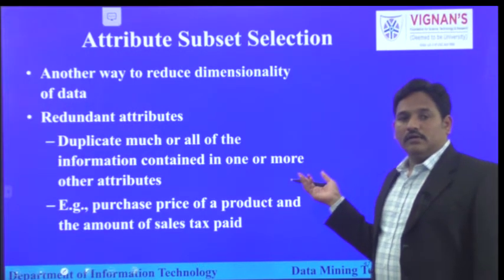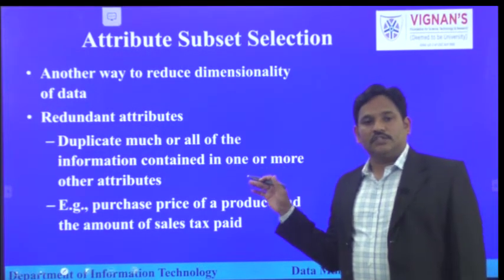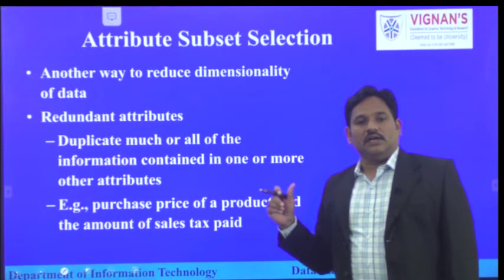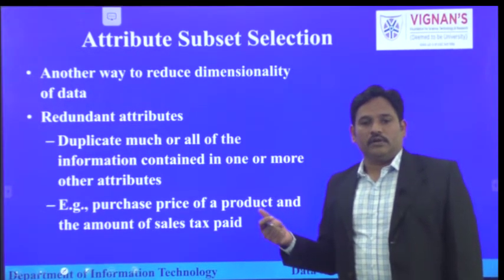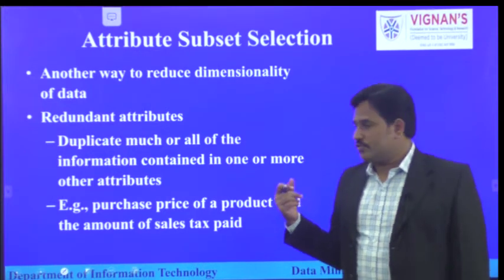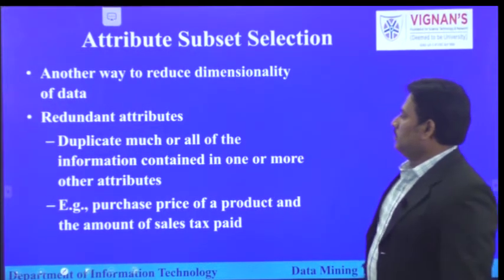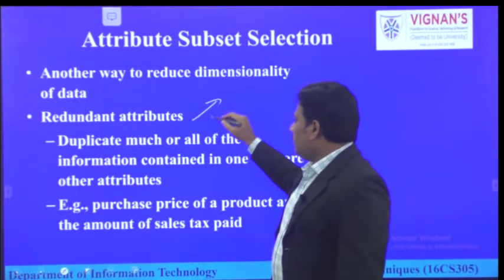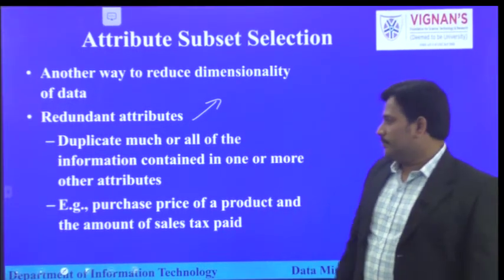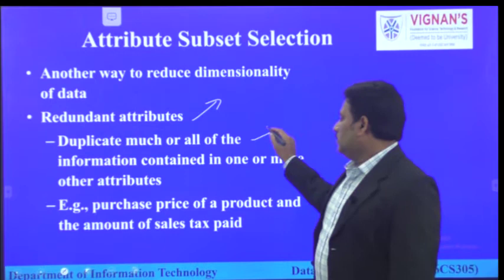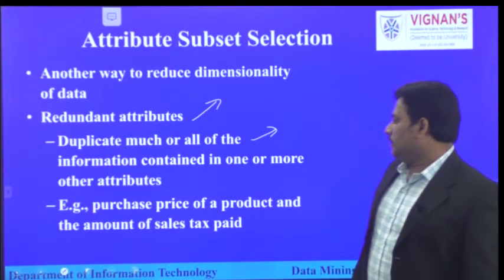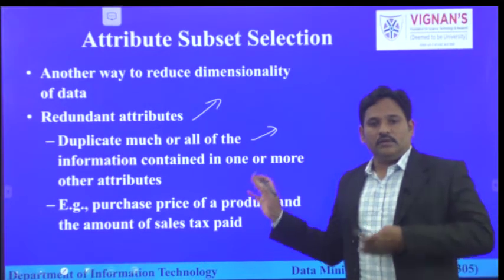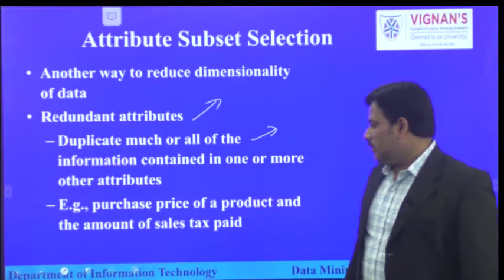So till now we applied dimensionality reduction. Now what we are doing here, we want to select the appropriate attribute or subset of attributes. So here, redundant attributes. That means if any data has repeated attributes, eliminate them. They duplicate much or all of the information contained in one or more other attributes. So eliminate the redundant and duplicate values here.